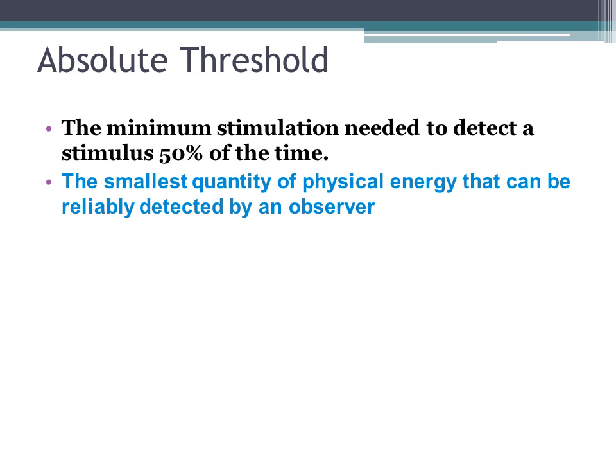Okay, so then you have the absolute threshold. Absolute threshold is the minimum stimulation needed to detect a stimulation 50% of the time. Essentially, it's the smallest amount of stimulus that needs to be in your environment in order for your receptors to detect it. So it's the smallest quantity of physical energy that can be reliably detected by an observer.